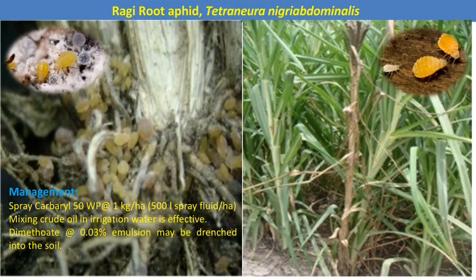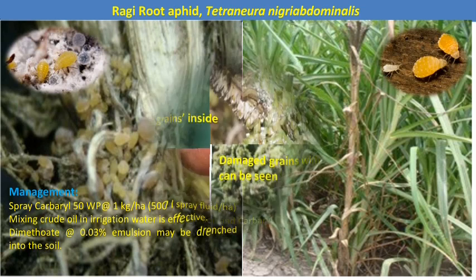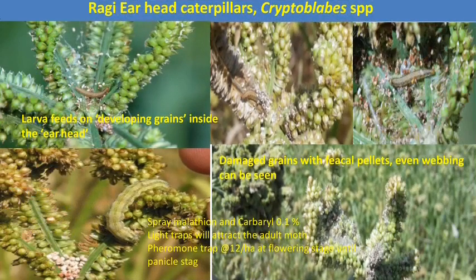Then this is the ragi root aphid. This root aphid sucks the cell sap from the root portion of the ragi plant, and the plant becomes dry and the yield is reduced. And here carbaryl is one of the effective insecticides we can use in dust form against the ragi root aphids.